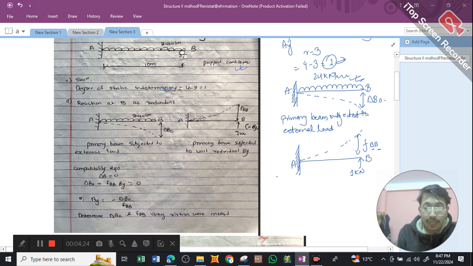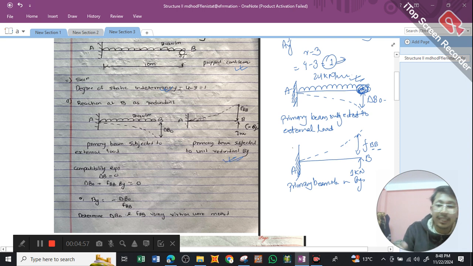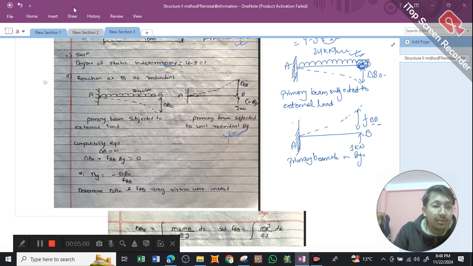So this is our primary beam subjected to unit redundant. As we remove the roller support, we will apply a unit load of 1 kilonewton at point A. Moving on further, we can write this as a primary beam subjected to unit redundant. I have the redundant over here, so you can see this over here. Now our main thing will be, let me use a different color over here.